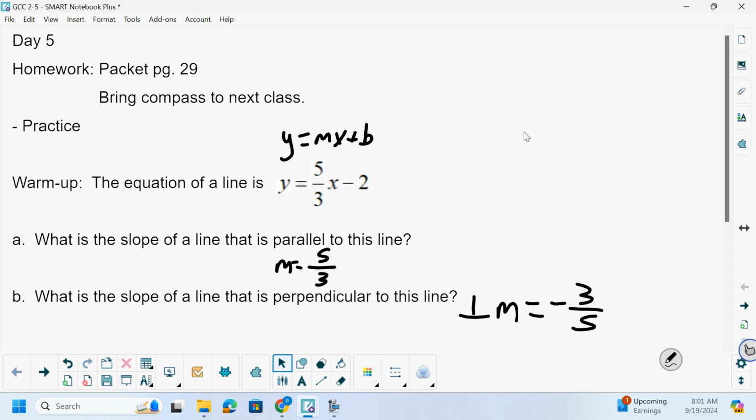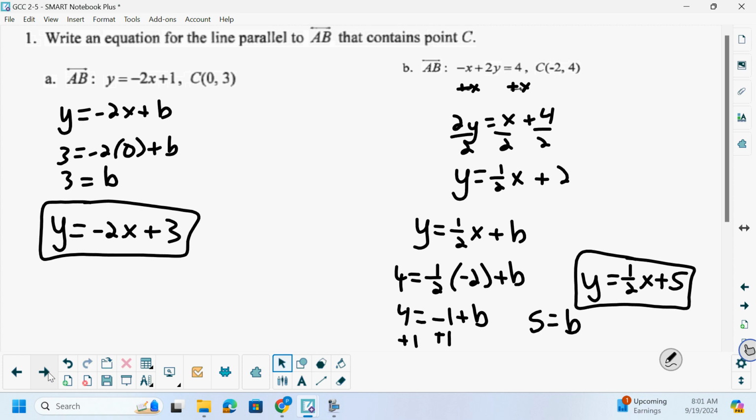So you can stick your warm-up away and we'll move over to the homework. First one on the homework, we wanted to create a parallel line, so we're looking for same slope. It was already in mx plus b form, so we could pick out our slope of -2. So we start out with y equals -2x plus b. Our x was 0 and our y was 3, so fill those in for x and y and get b by itself. And then to finish it off, write your equation with that value of b filled in.